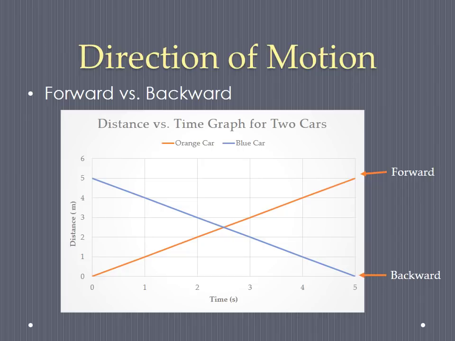So let's look at the numbers again. At 1 second, the object has moved 4 meters. At 2 seconds, the blue car has moved 3 meters. At 3 seconds, it's moved 3 meters. And at 4 seconds, it's moved 1 meter. And so you can see that the y value keeps decreasing as the x value increases, which means this is a negative slope and the object is moving backwards.